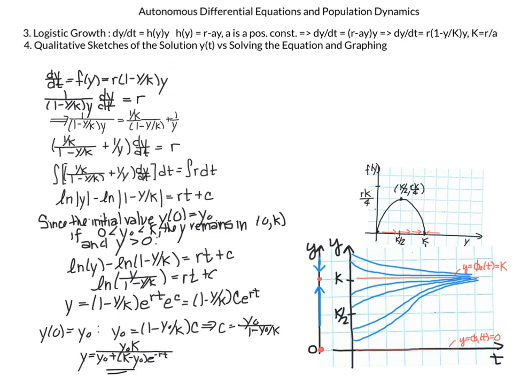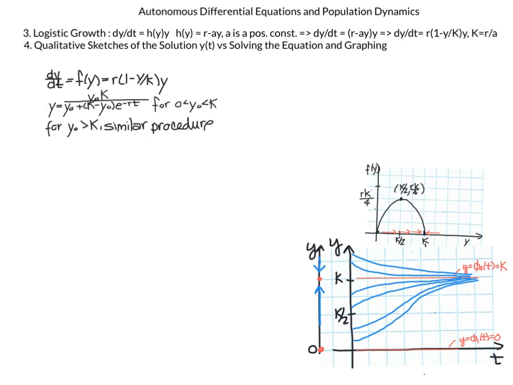And if you graph different solutions or just analyze this analytically, you'll see that the graphs match the shape of our qualitative sketch. I should also note, when I solved for the initial value, I assumed y naught was between 0 and k so that I could remove the absolute value from my logarithms. But for y greater than k, you can use a similar procedure.